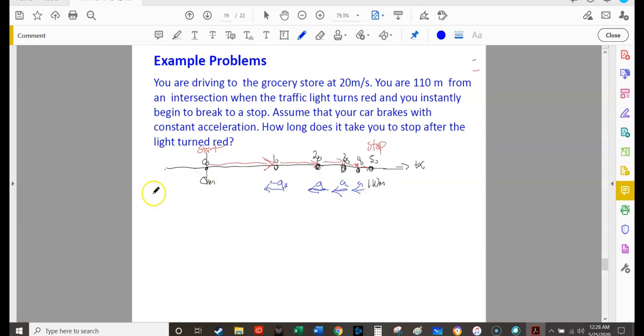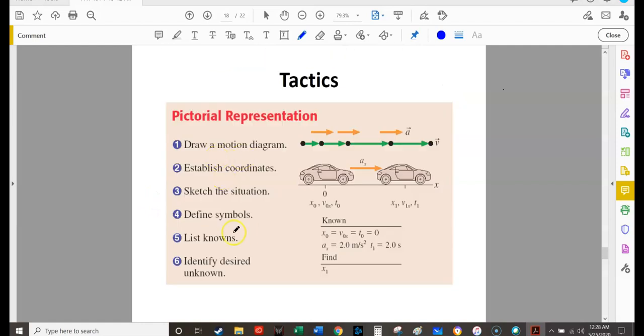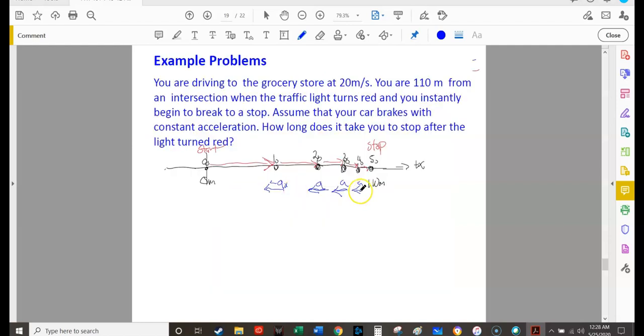Okay? So I feel like I've done a pretty good job at sketching the situation and our coordinate system. Positive x is to the right, negative x is to the left. We're just crossing the 0 mark and trying to stop at a position of 110 meters, which is where the light is.